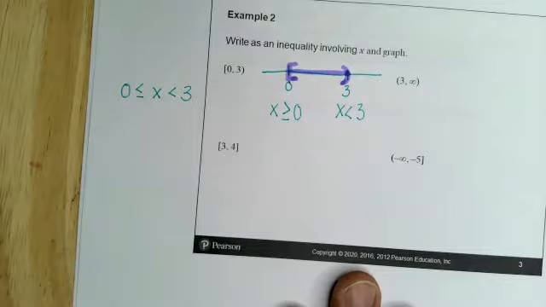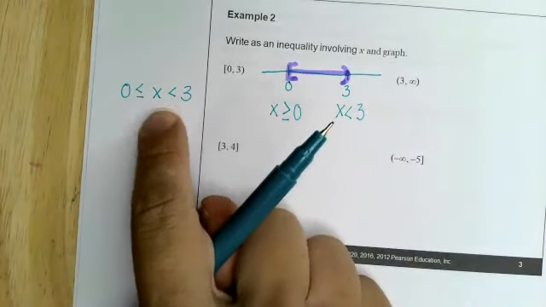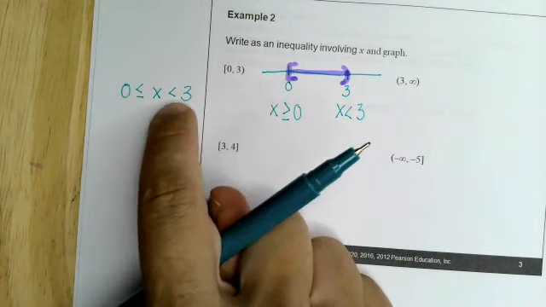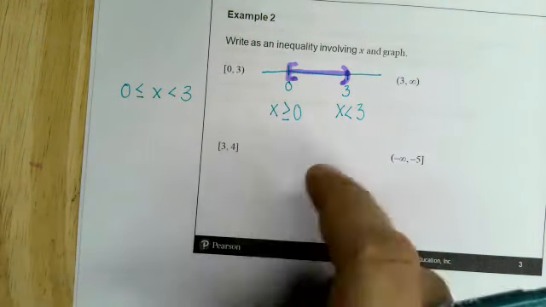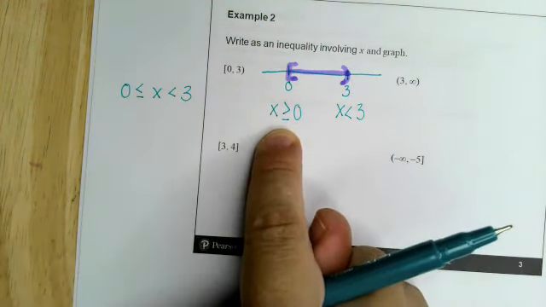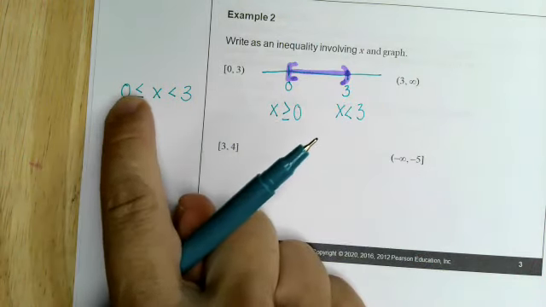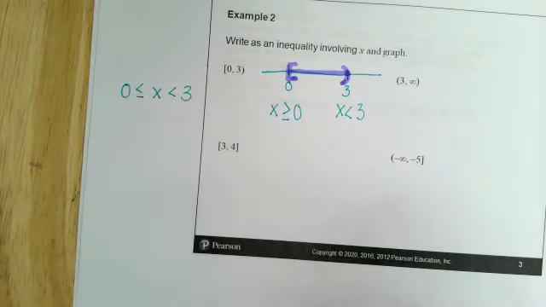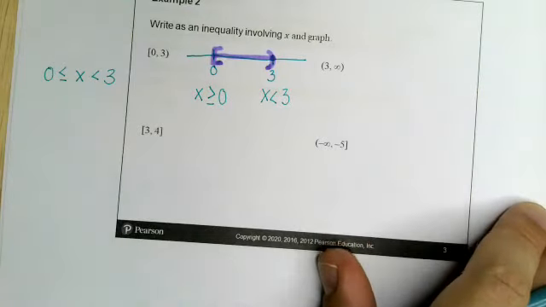Three seconds. So you can either write it as 2, or I write it as a compound inequality. It starts at 0, it includes 0, ends at 3, does not include 3. Okay, so you could think about it, X is greater than 0, or you could say it starts at 0, 0 is smaller than or equal to X. Next one.